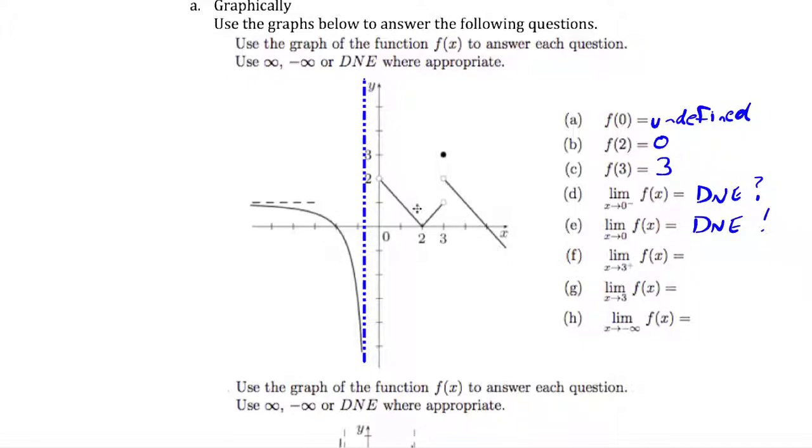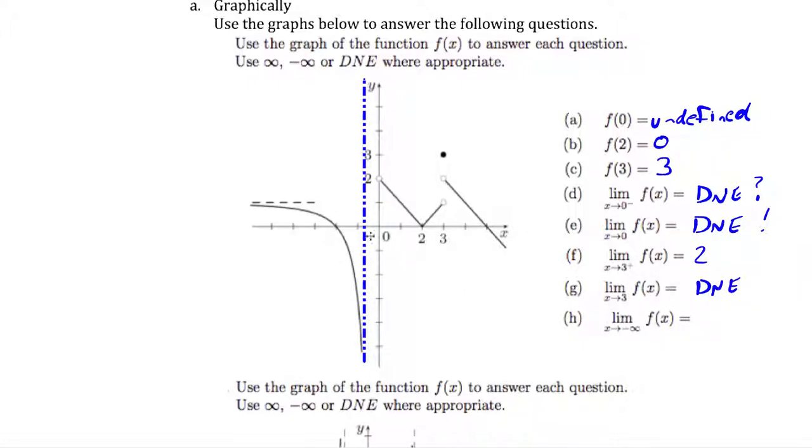Explanation point. And that does not exist because as we come in from the right, we're going to 2, and I don't know what's going on to the left. So when there is a limit, it has to be going to the same place from both sides. So notice for f, what's the limit as x approaches 3 from the right? Well, that's 2. But as x approaches 3 from the left, it's 1. So because they're not the same, yet again, the limit as x approaches 3 does not exist.